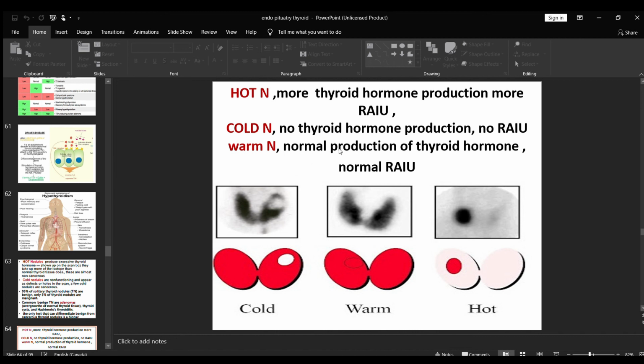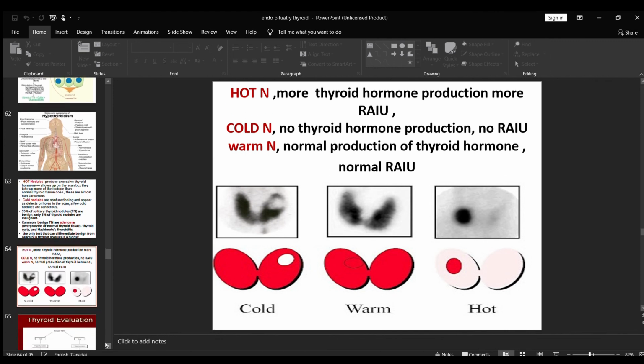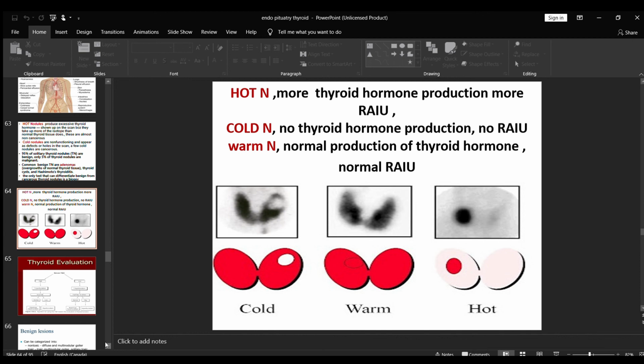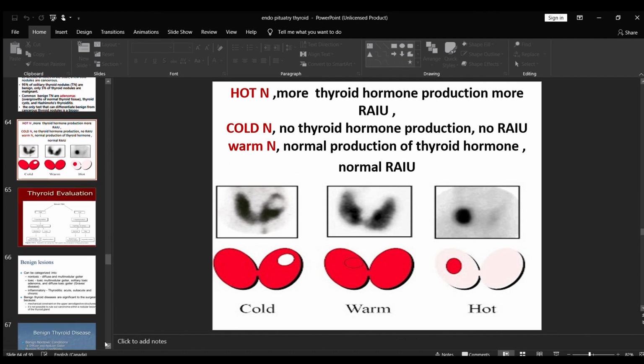And here is the diagram of the cold nodule, warm nodule, hot nodule. Warm nodule is a normal production of thyroid hormone. So this was all about the thyroid gland, how you assess the thyroid function, the abnormalities, hyperthyroidism, hypothyroidism, cretinism, and other things, and the different lab tests we apply to diagnose the condition of hyper or hypothyroidism. So we will see in the next lecture, maybe this week. Thank you very much.